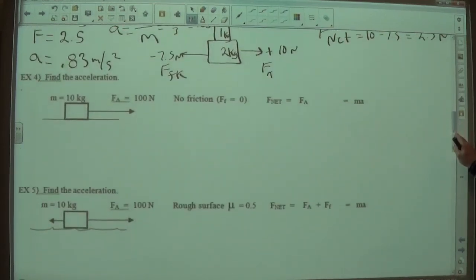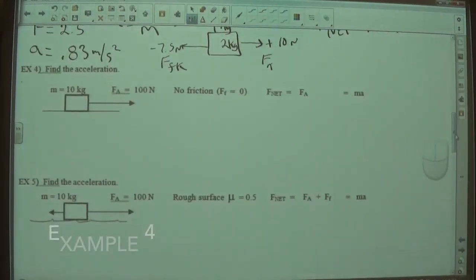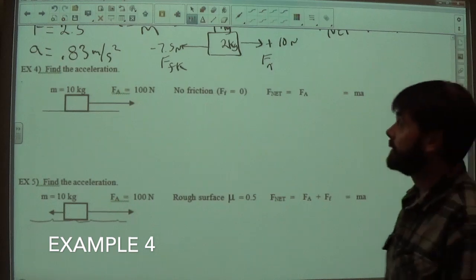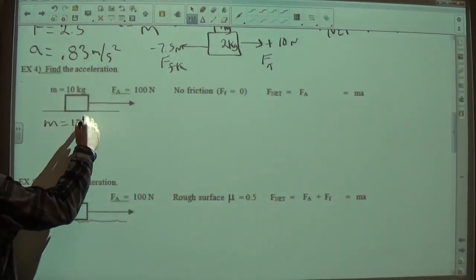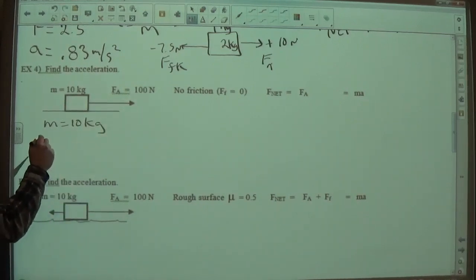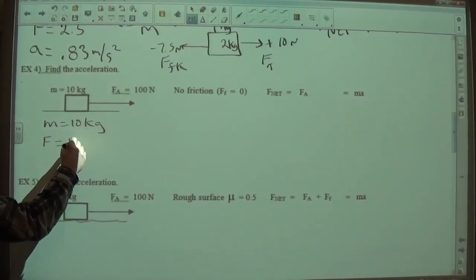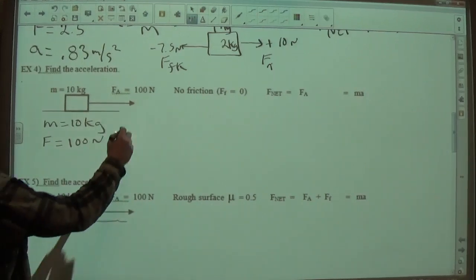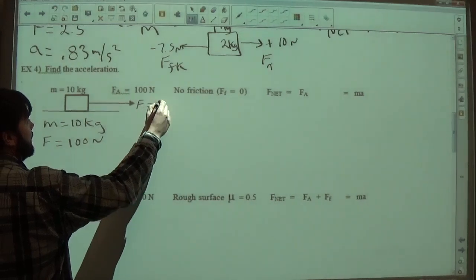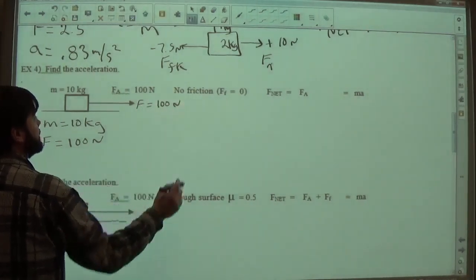And then example 4, they're giving us a block on a frictionless surface apparently, so there is no friction, so this would be kind of like an air cart or something being launched across an air track. They give us the mass to be equal to 10 kilograms. The force applied is equal to 100 newtons. And if there is no friction, we don't really have to worry about anything else, because the force applied this way is the only force that's there.